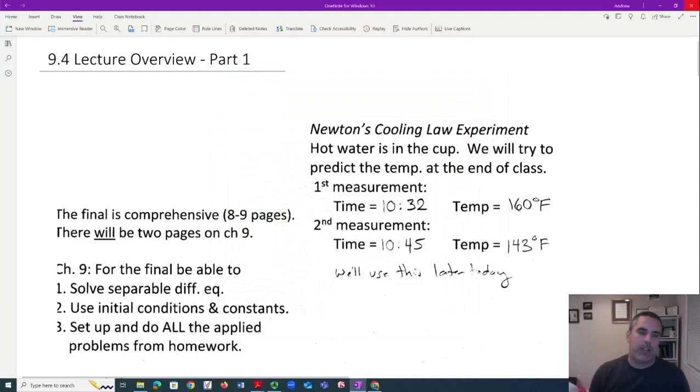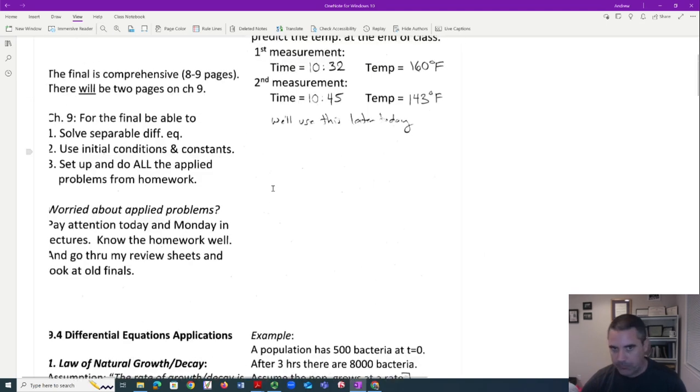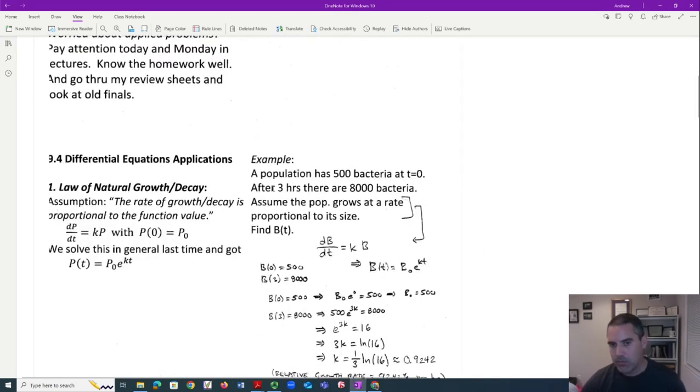Hello calculus fans, I'm going to make just a quick overview of section 9.4, and then I'll probably separate a few other topics into smaller videos. I'm making this in fall 2024. We did this experiment in class with different numbers. We did Newton's law of cooling, so I'm not going to go through that. Again, you can watch the recording.